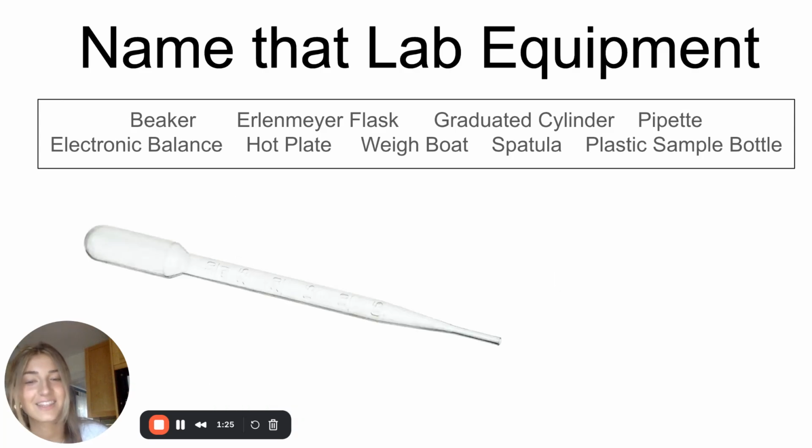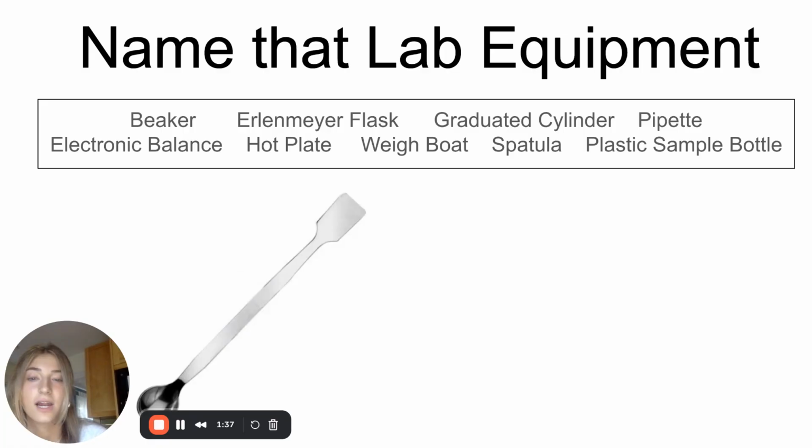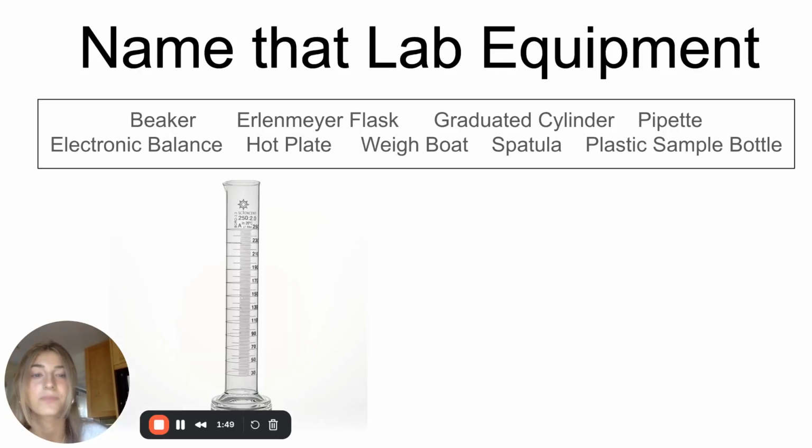Next one, 3, 2, 1. This is a pipette. Next, 3, 2, 1. It's an electronic balance. You guys have already seen these. Next, 3, 2, 1. Spatula. This one, 3, 2, 1. A plastic sample bottle. This one is very important.